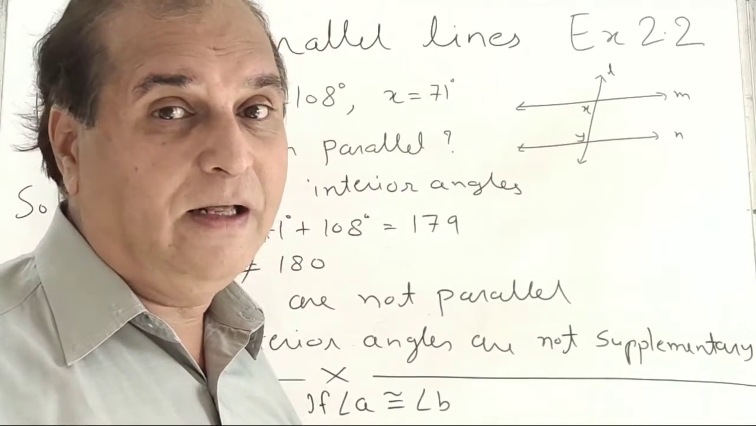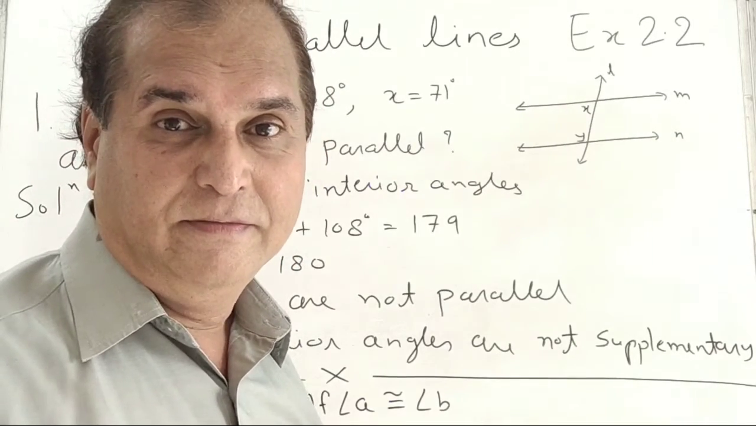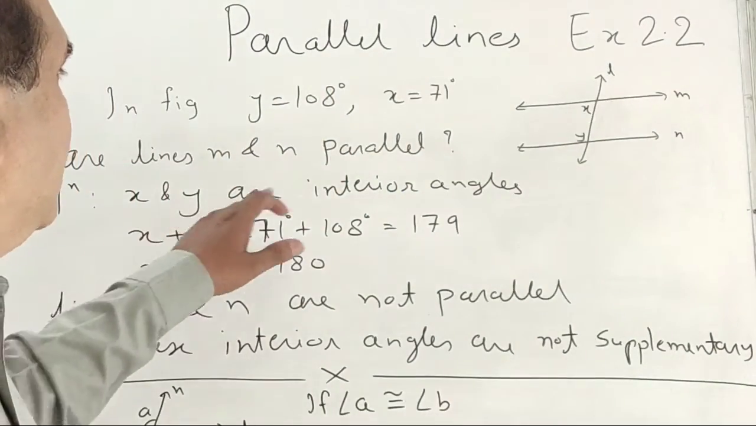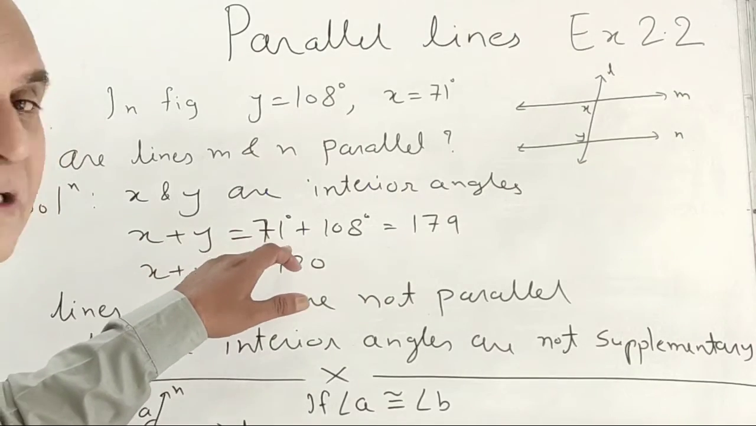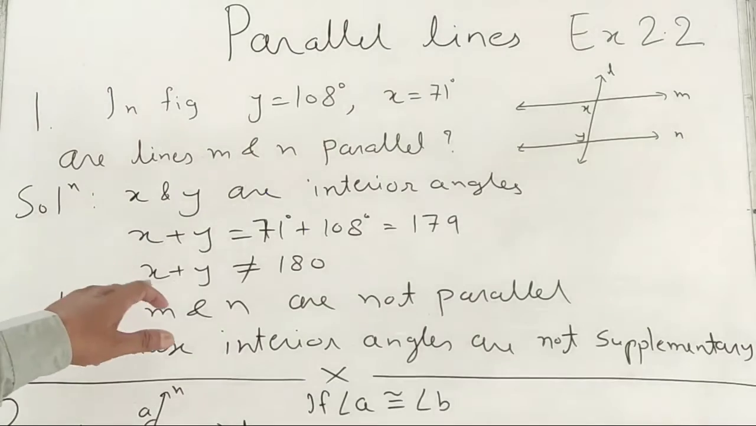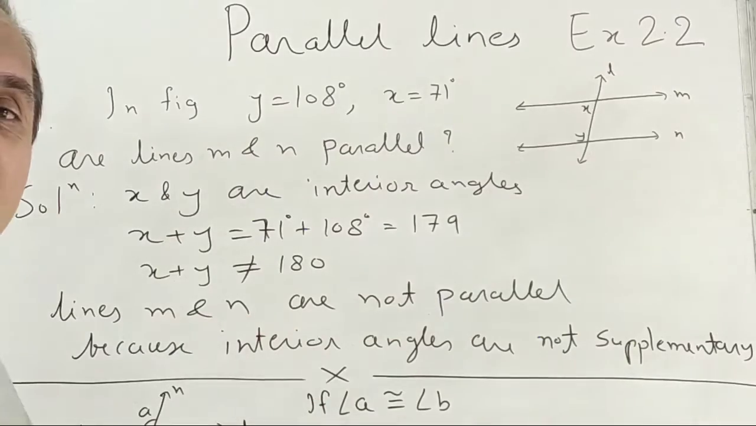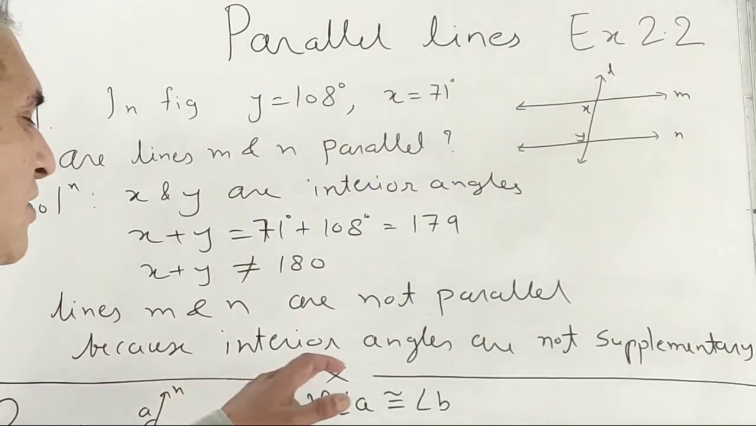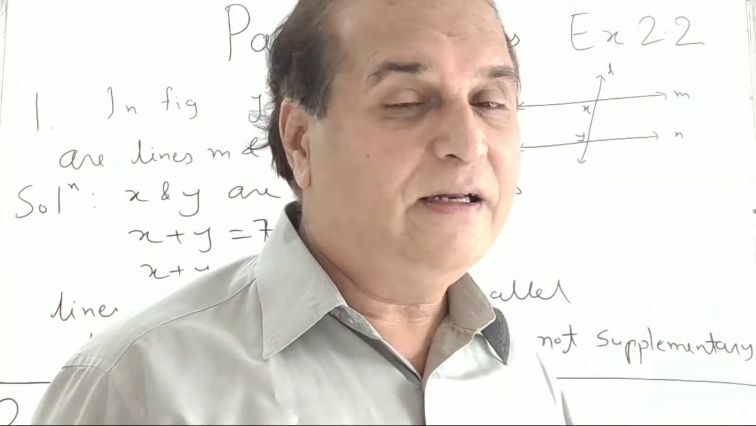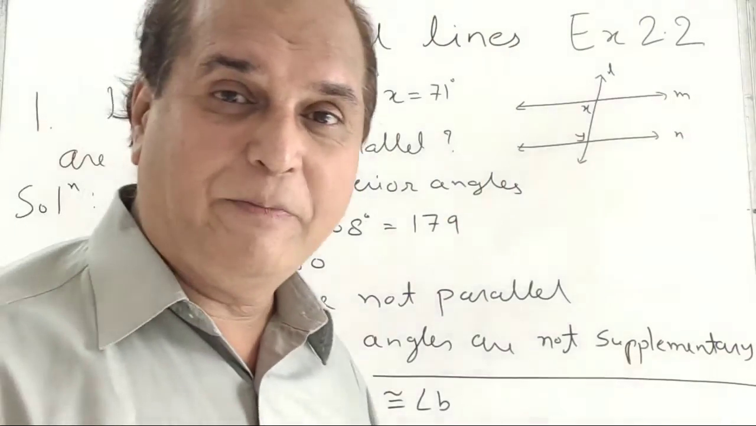For lines to be parallel, what is the interior angle test? Interior angles must be supplementary. Supplementary means the total is 180. Let us see X and Y. What is X plus Y? 71 plus 108 is 179. X plus Y is not equal to 180. So lines M and N are not parallel, because interior angles are not supplementary. Understood the sum? See properly.